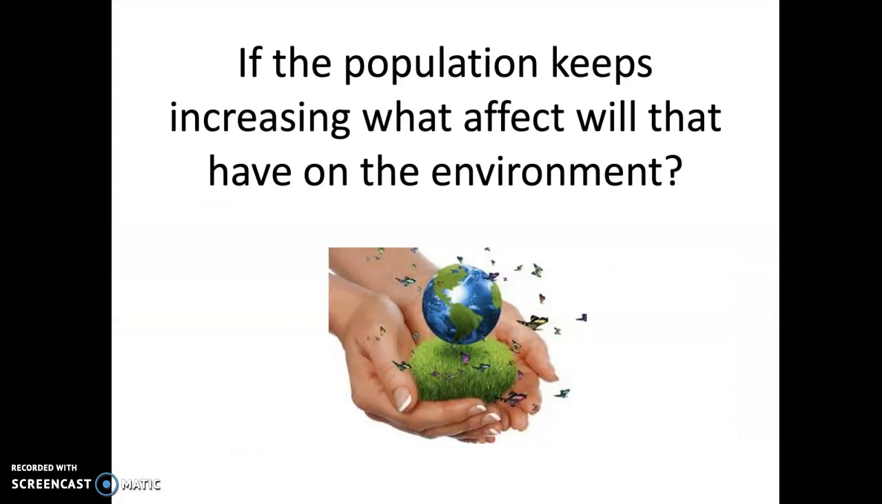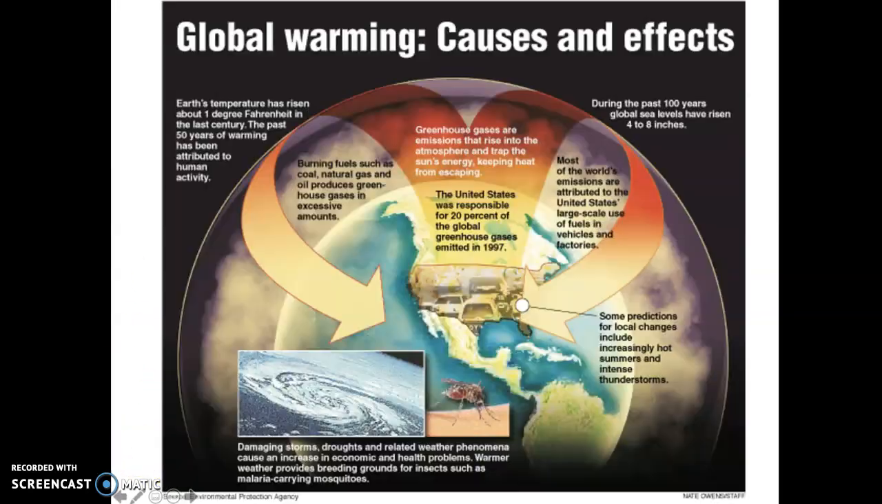Now that you've had a think about that graph, if the population keeps increasing, what effect will that have on the environment? Over the next few slides, we're going to be answering the question that I just asked. The first slide that pops up is all about global warming, the causes and effects.